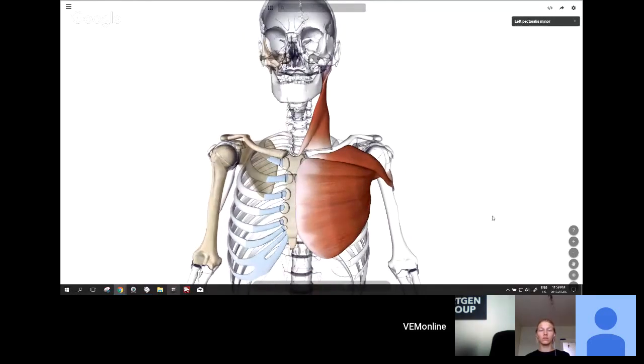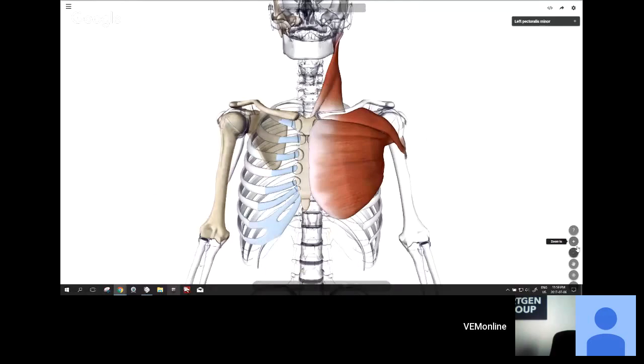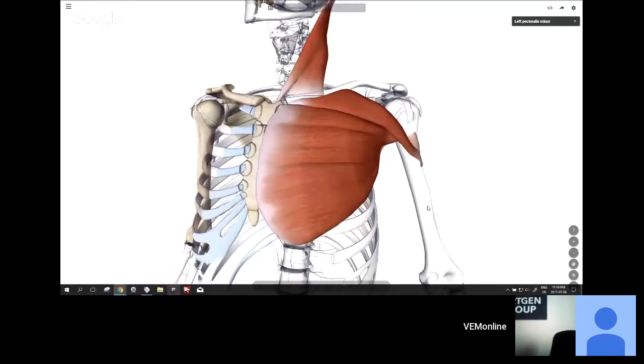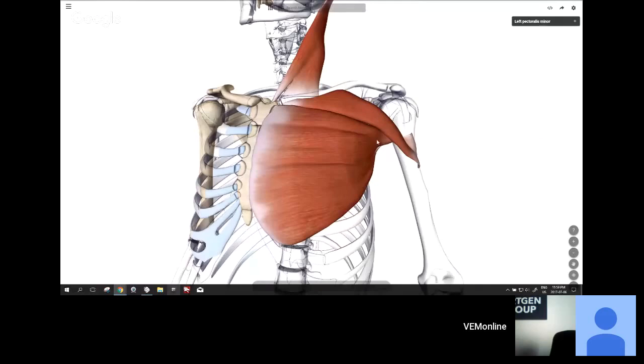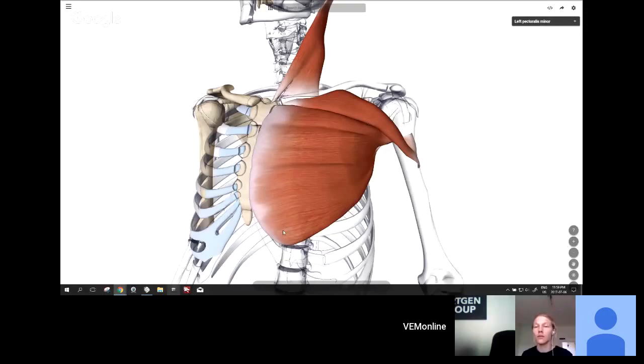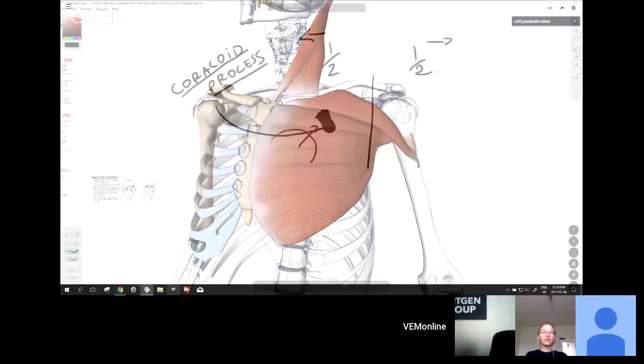Let's start with pectoralis major. So everybody has heard about this muscle, I hope at least. And here we can clearly see that it has at least two heads. So depending on the literature, depending on the author, they will talk about either two heads or three heads. Some will say that pectoralis major has a clavicular head and a sternocostal head. Some will say that it has a clavicular head, sternal head, and costal head. Let me show you what exactly I mean by that.